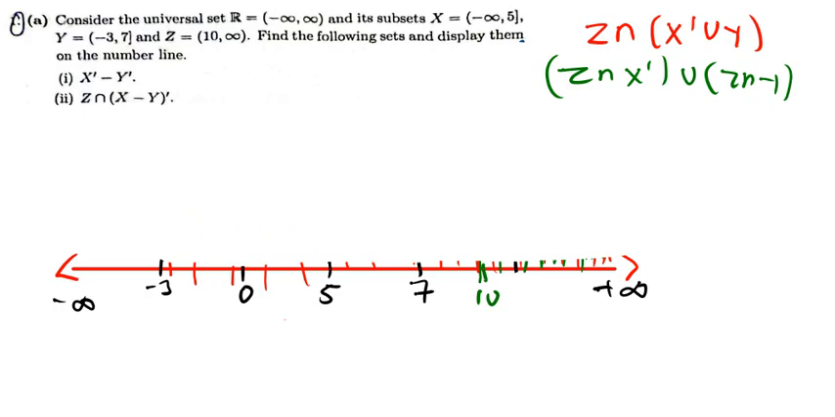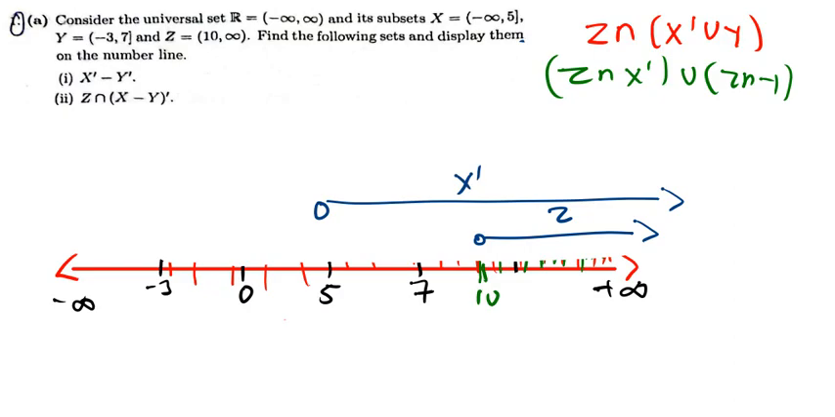So the first thing is Z intersection X complement. So I'll put first Z. Z is from 10 to positive infinity. So here positive infinity, that is Z. X complement is from 5 all the way. So Z intersection X complement, it is this point here. Again, we have Z and Y. So where is Z and Y? Z is again 10 to that one. Then we want Y. Y is negative 3 to 7. Negative 3 not included, 7 is included.